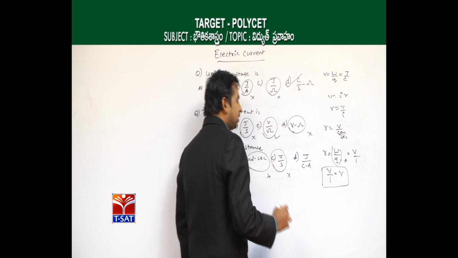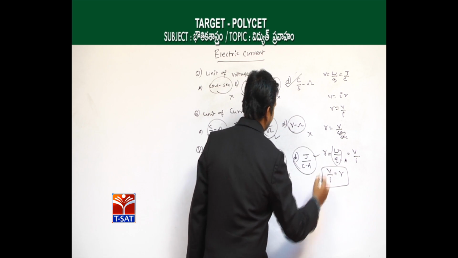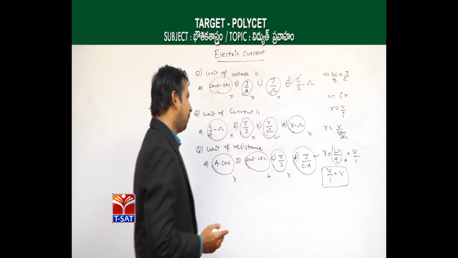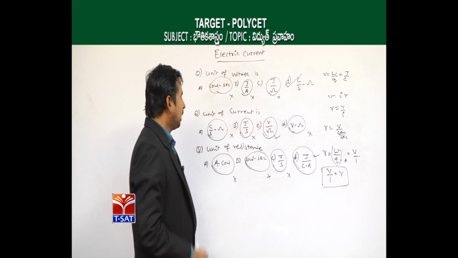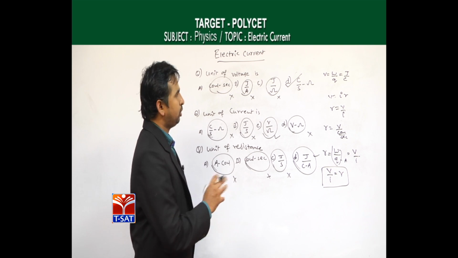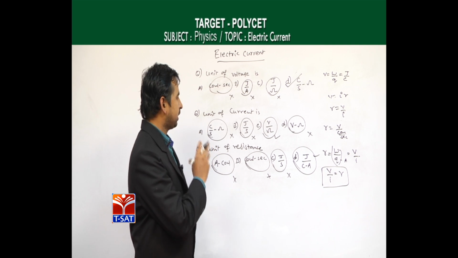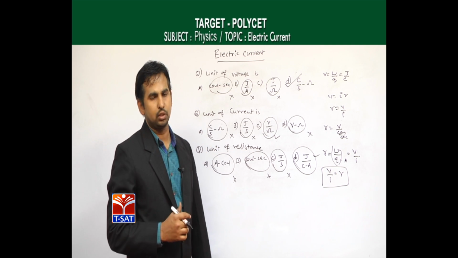So, as R is equal to V by I, the unit is going to be joule per coulomb per ampere, which is the correct answer. Like this, depending on the units they are giving, we have to check which unit is correct for the given physical quantity, for the case of voltage, for the case of current, for the case of resistance.